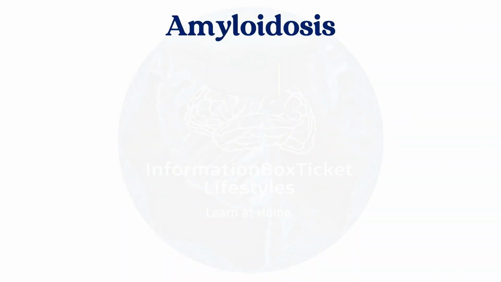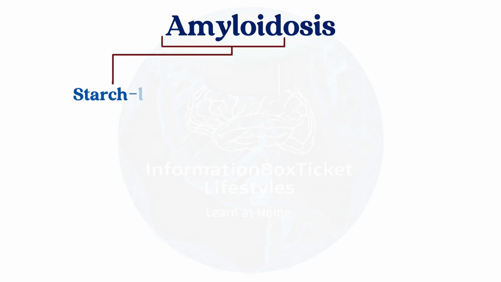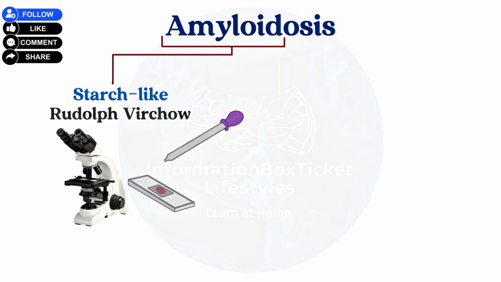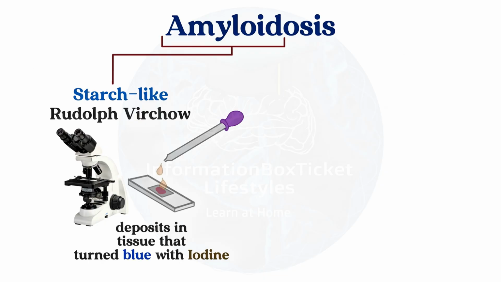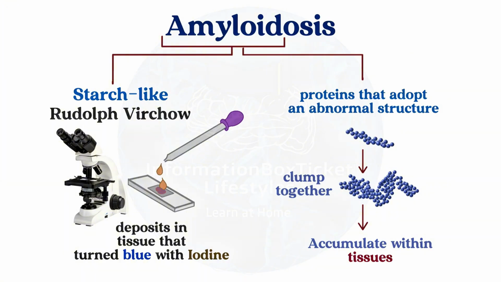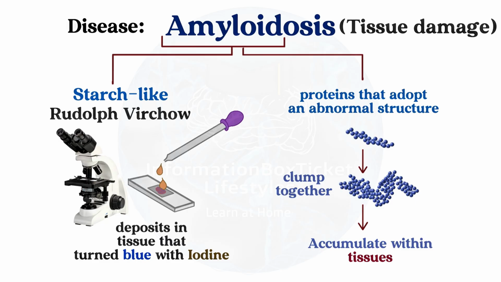In amyloidosis, the term amyloid means starch-like, and it originates from an observation by the German scientist Rudolf Virchow, who noticed unusual deposits in tissue that turned blue when stained with iodine, similar to plant starch. In reality, amyloids are proteins that adopt an abnormal structure, causing them to clump together and accumulate within tissues. Amyloidosis is the disease that develops due to tissue damage resulting from the deposition of these misfolded proteins.